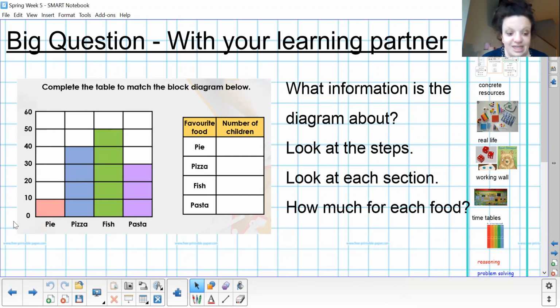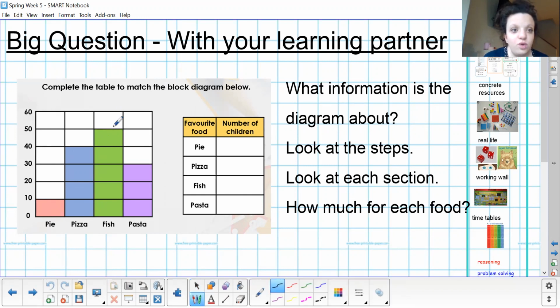Let's look at our axis and we can see that it's going up in 10. So it's going 0, 10, 20, 30, 40, 50, 60. So each one of these blocks is worth 10. Okay, so it's not 1, 2, 3, 4, 5. It's 10, 20, 30, 40, 50. And if we go across at the top, we can see that it is 50. So that is right.